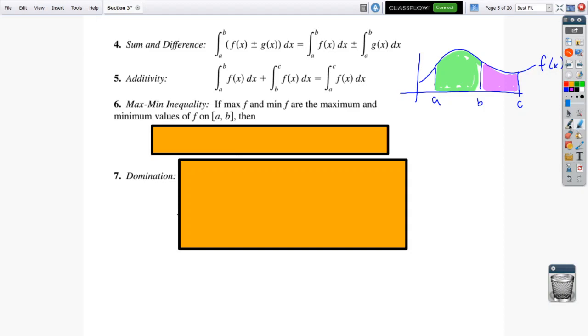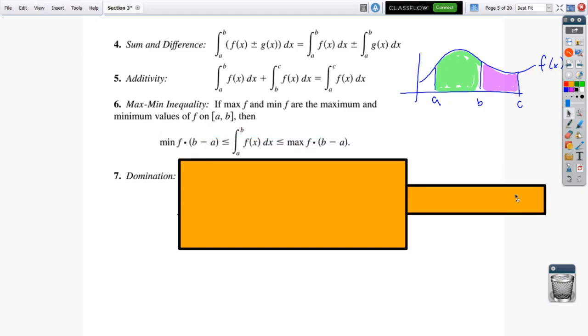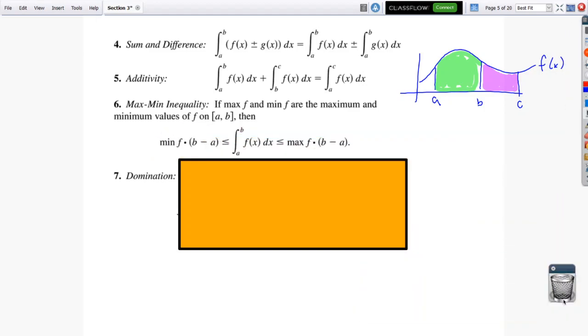Min max inequality refers to if max f and min f are the maximum and minimum values of f on a to b, then min f times b minus a is less than or equal to the integral from a to b of f of x dx, which is less than or equal to max f times b minus a. I call this like a big duh because I can draw, again, an arbitrary function.